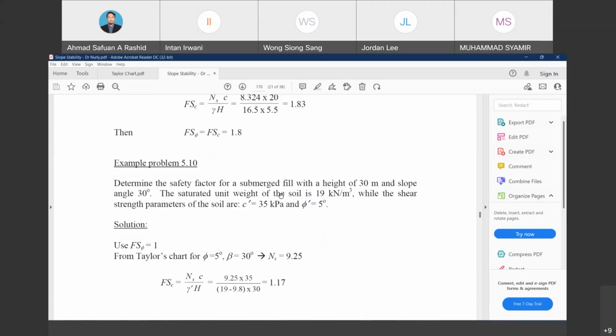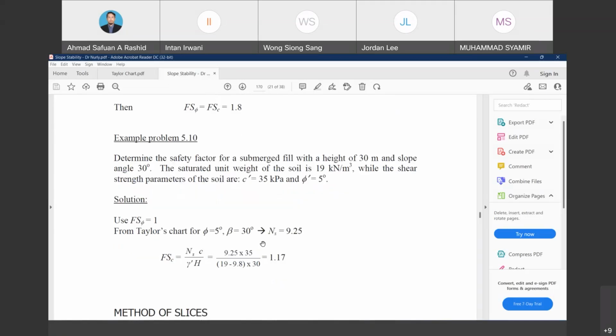So 5.10: determine the safety factor for a submerged slope with a height of 30 meter and a slope angle of 30 degree. The saturated unit weight of the soil is 19, while the shear strength parameters of the soil are C equal to 35 and phi equal to 5. By using a factor of safety of 1, she obtained 9.25.